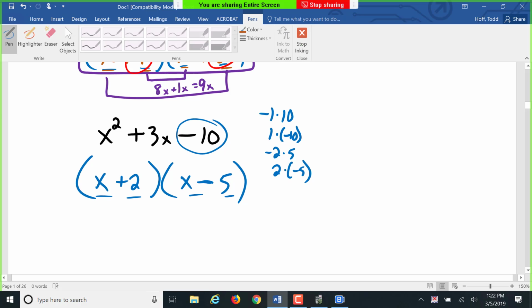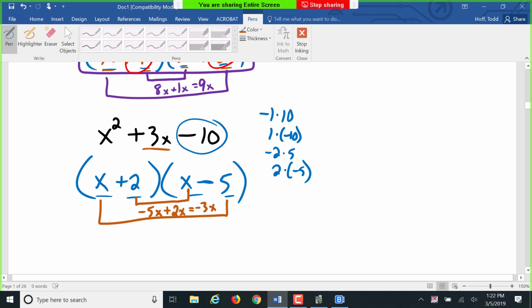If we go to double check this, on the outside we've got x times negative 5, which is negative 5x. On the inside we've got 2 times x, which is positive 2x. Negative 5x plus 2x is negative 3x. Is that what we wanted? Not quite. We wanted positive 3x.